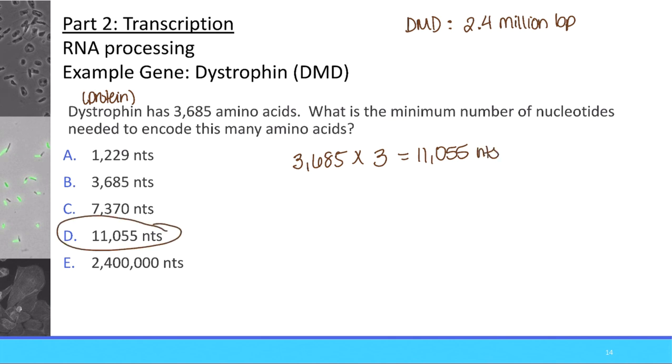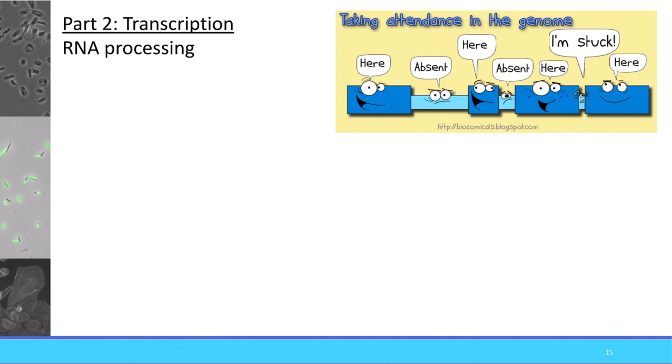But wait a minute, that doesn't add up, does it? How the heck do we get a little over 11,000 nucleotides, but the gene's 2.4 million base pairs? What is going on there? There has to be something else going on. And in fact, there is. This brings us to the third thing that has to happen for RNA processing, and that is something called splicing.